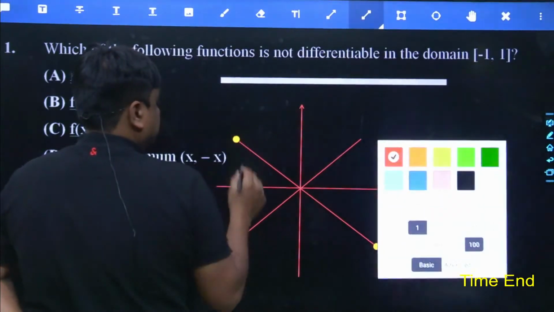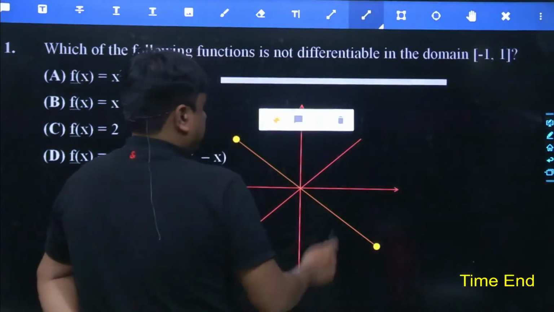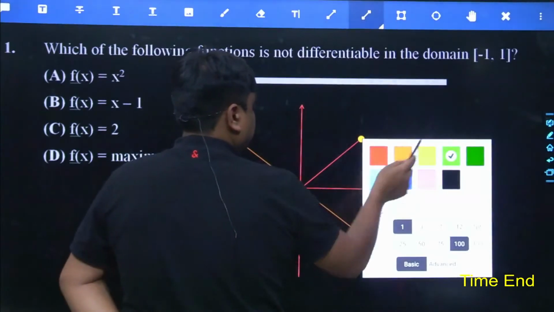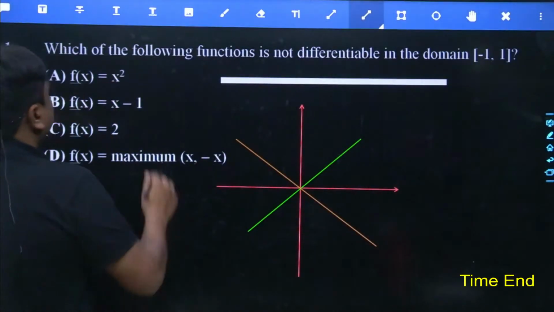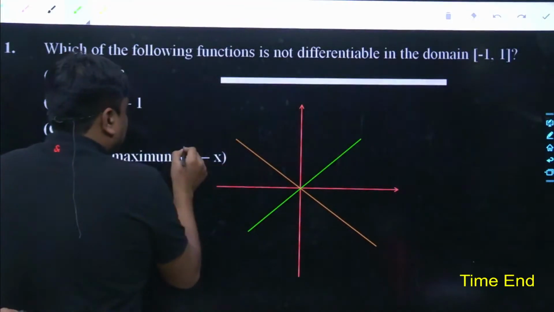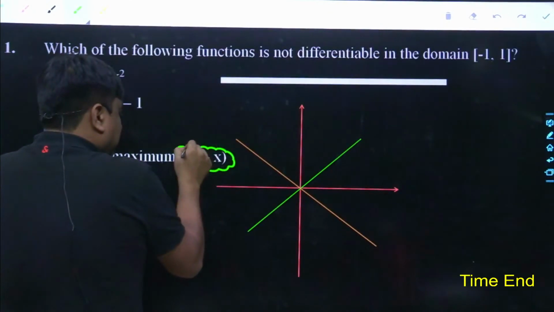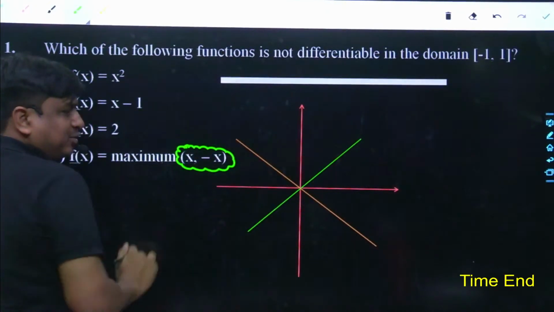Let me change the color. Here I had taken this one. Let me change the color and I had taken this one. Anyways, if you focus on this function, one thing is quite clear. You have to pick the value which is greater, either it's x or it's -x.